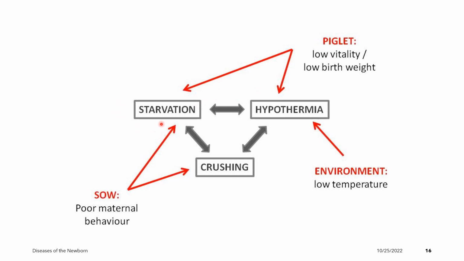So for example, when the piglet has a low vitality, meaning that it is weak, or a low birth weight, it is more likely to develop hypothermia because it could not, for example, take in or suck colostrum readily, because it is weak and hypothermic. And when the piglet is weak or hypothermic, of course, it can starve.